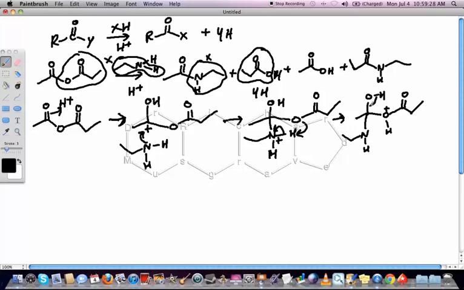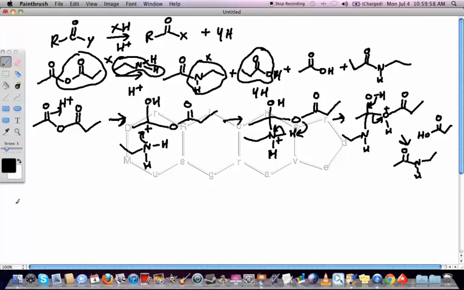Now the C double bond O will reform, and we will kick out the leaving group, and we end up with our first two products, which will be these two right here.